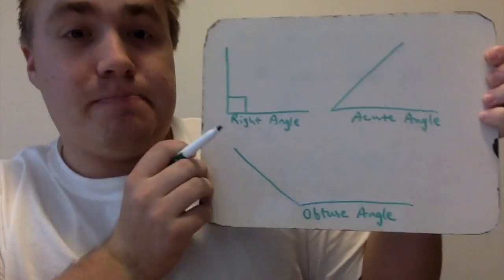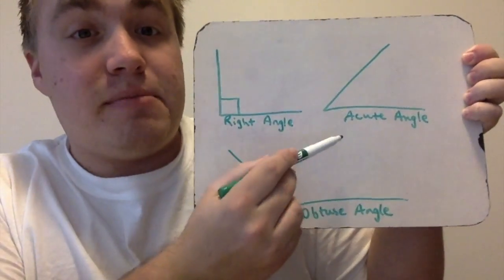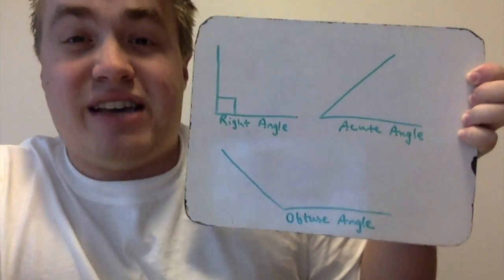And I have an obtuse angle that is between 91 degrees and 179 degrees. Now we did have a straight angle and a reflex angle as well. But today we're going to be focusing more on acute, right, and obtuse angles. So I have one of each of those right here. I have my right angle, my acute angle, and my obtuse angle.